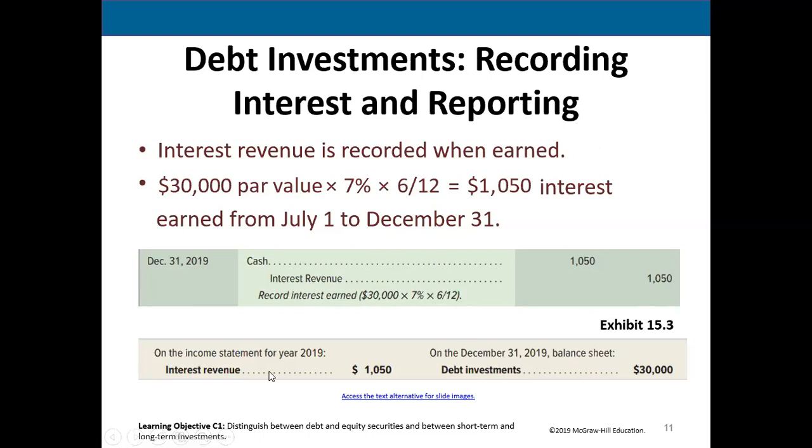Now on their income statement, at the end of the year, Ling will have interest revenue of $1,050, and on their balance sheet, debt investments. Now we didn't categorize these yet, so we're just showing you the general way we debit the investments, credit cash, and then record any interest revenue that the investor, in this case Ling, receives on the bonds.